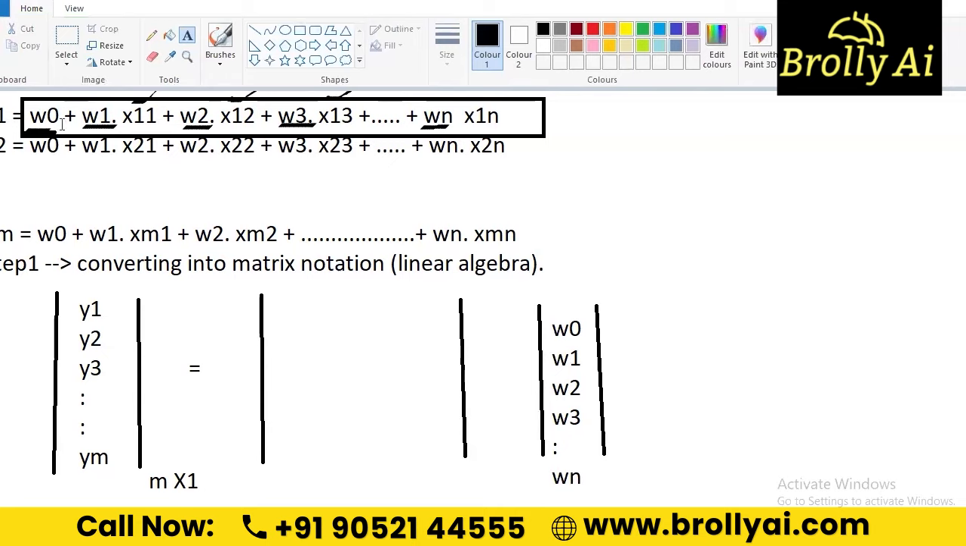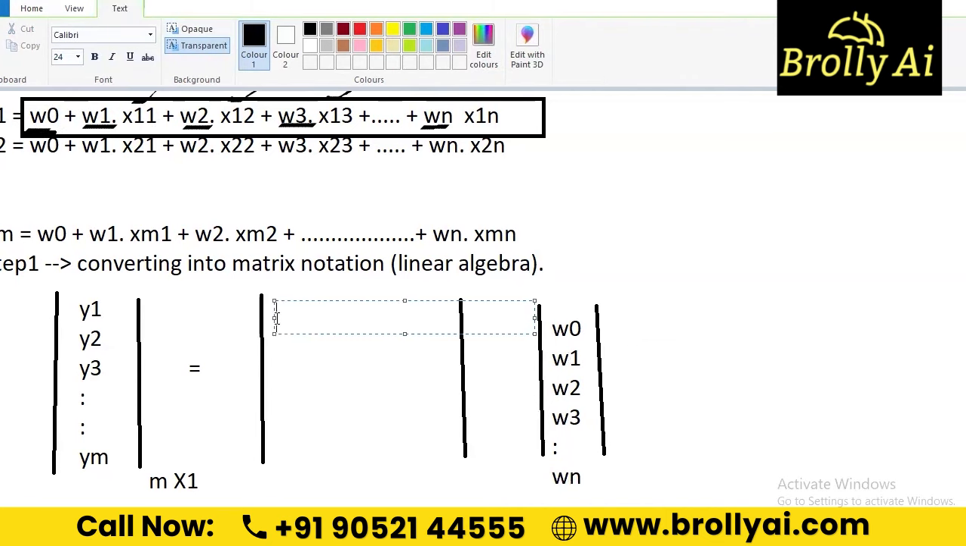If W0 is extracted out, what is there on the left side? If W0 came out, 1 is here. Look at the second expression, W1 into X11. If W1 came out, X11 is only available. Similarly for the next, W2 came out, that's why X12. In the last expression in the first line, Wn came out, so X1n is pending. Similarly, I'm forming the second line. In the second line, the first expression is W0, that's why here 1.